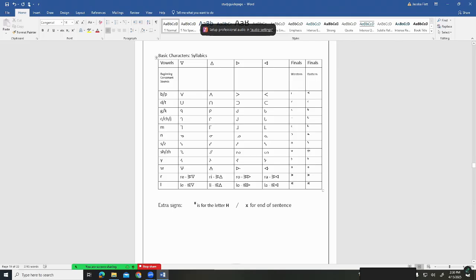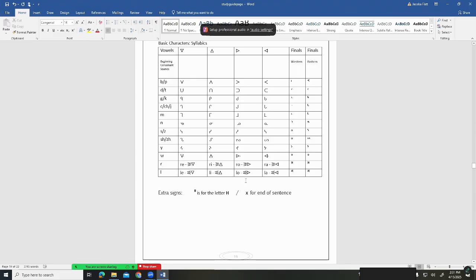And the sh sound, She, Shi, Sho, Sha. And the Y sound, Ye, Yi, Yo, Ya. And we, wi, wo, wa. Re, ri, ro, ra. And last, le, li, lo, la. The extra sounds are h and x for end of the sentence.